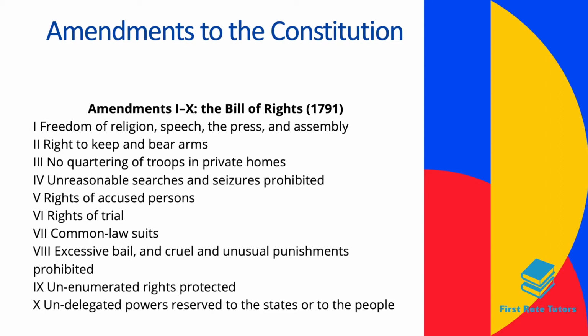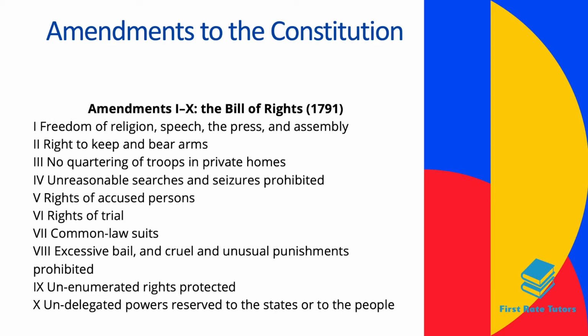Amendment 1 essentially outlines the freedom of religion, speech, the press, and assembly. The Second Amendment outlines the right to keep and bear arms. The Third Amendment essentially outlines that there can be no quartering of troops in private homes, and the Fourth Amendment essentially outlines unreasonable searches and seizures, and these are prohibited. The Fifth Amendment is concerned with rights of accused persons.